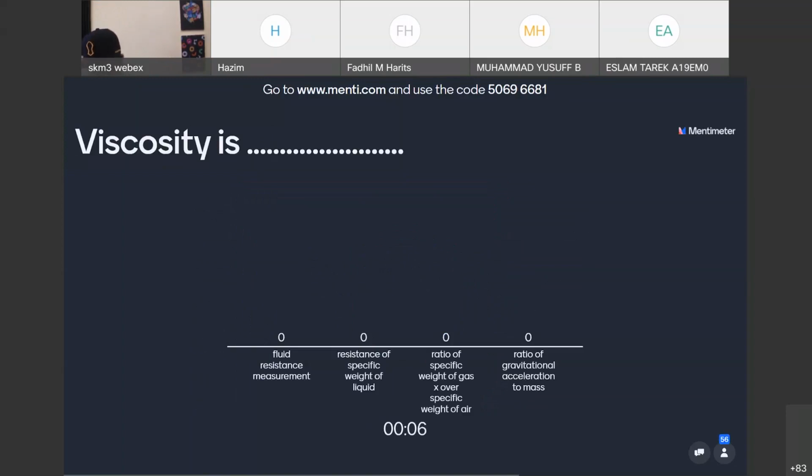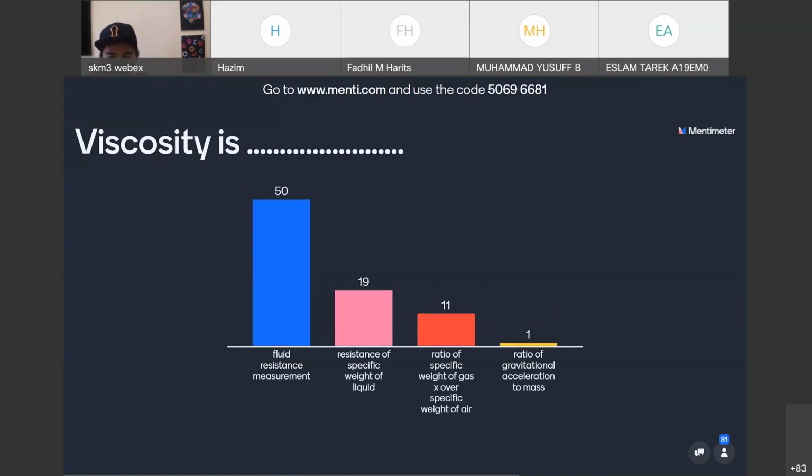Viscosity is what? All right. Viscosity is a fluid resistance measurement.